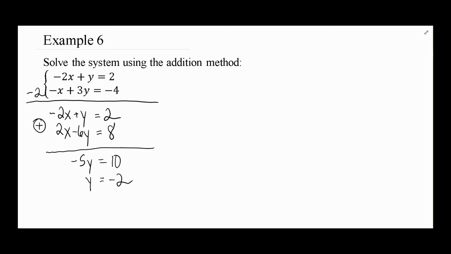Now we want to take this value of negative 2 and plug it back into any equation up there. Now, personally, I would keep in mind that my goal is to solve for x, because I already know what y is. So I would look for one of the equations that looks easy to solve for x. So I'm going to plug back in over here where I have negative x plus 3 times the value of y, negative 2, equals negative 4.